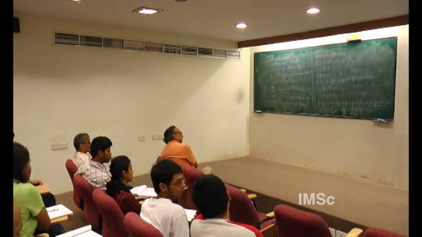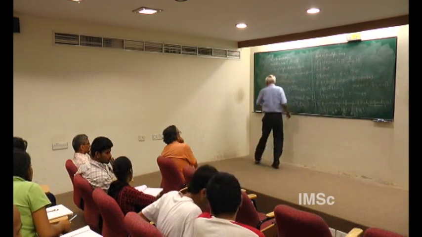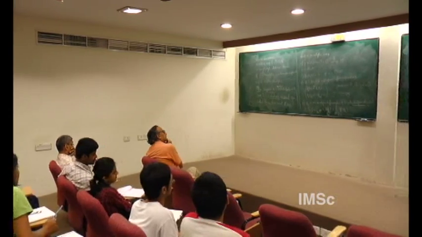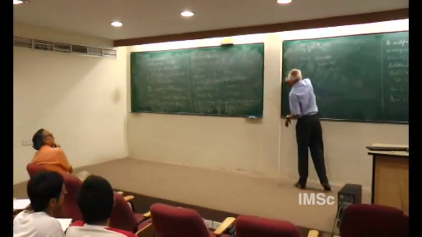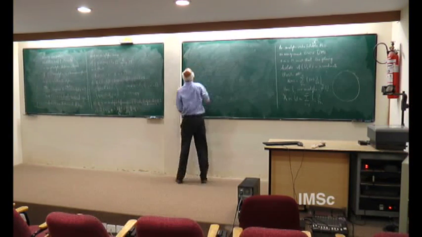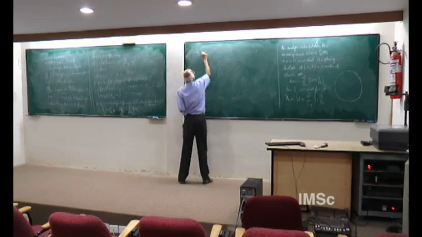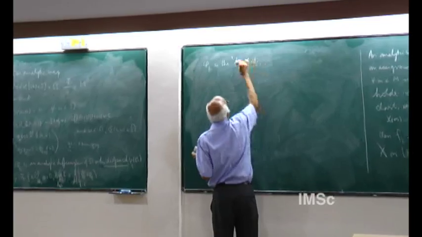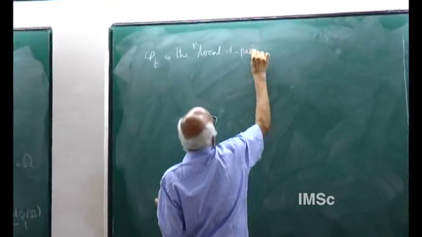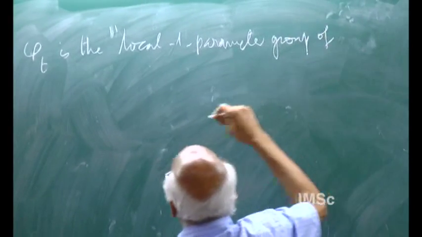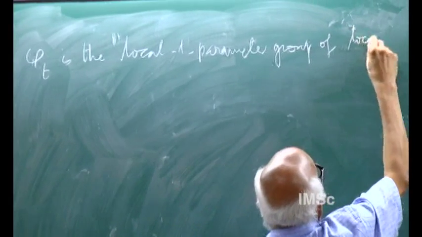So phi t is called the local one-parameter group of X. Local one-parameter group of local diffeomorphisms, local analytic diffeomorphisms.